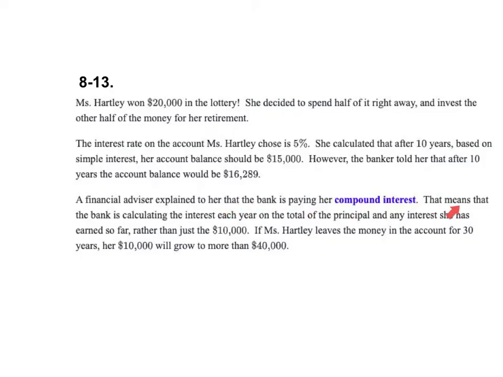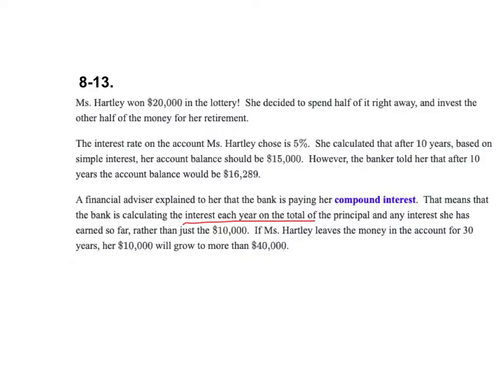A financial advisor explained to her that the bank is paying her compound interest, which is what we talked about in the introduction. That means that a bank is calculating the interest each year on the total principal and any interest she has earned so far, rather than just the original $10,000. So if Miss Hartley leaves money in the account for 30 years, her $10,000 will grow to more than $40,000.